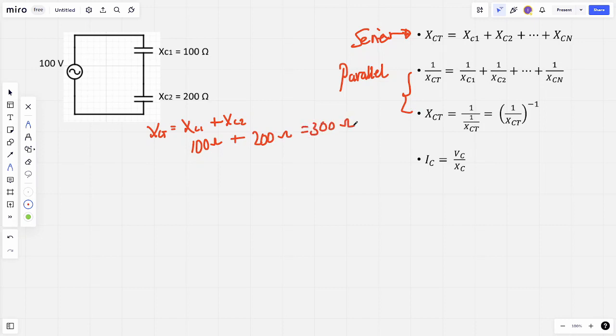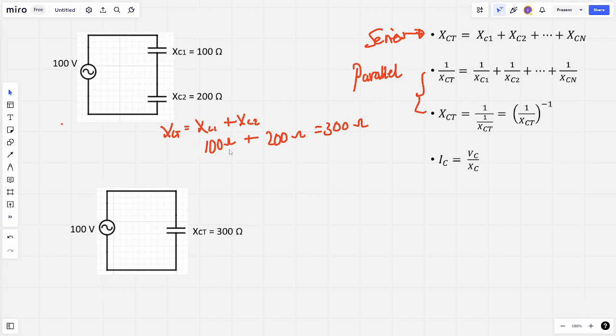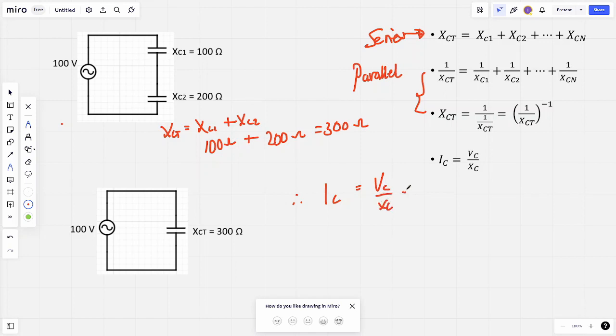Now how does this circuit look? So here's the final circuit. What I've done is summed both capacitors up and combined it to equal 1. Now we've got the same voltage source, and therefore we can say the current in the circuit, which is IC, is equal to the final voltage VC over XC, which is 100 volts divided by 300 ohms, and that's going to equal 1/3 of an amp, which is 0.33 amps, rounded to 2 decimal places.